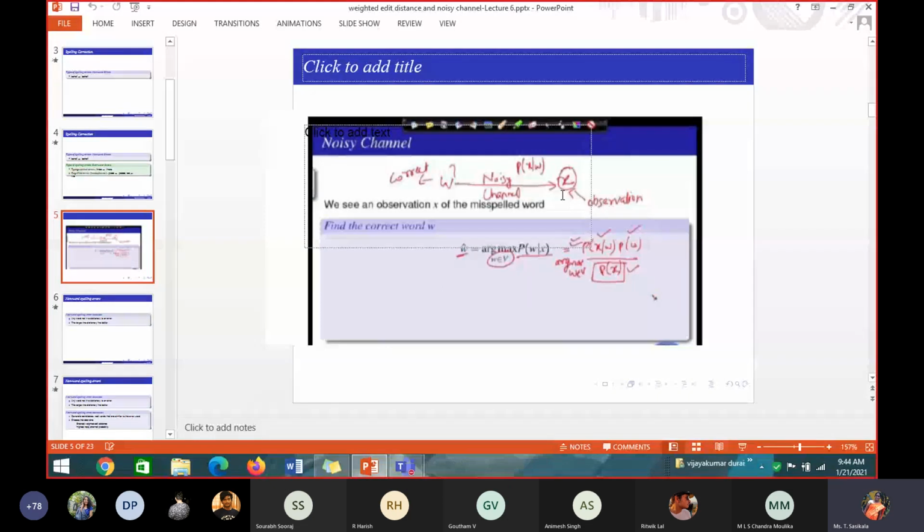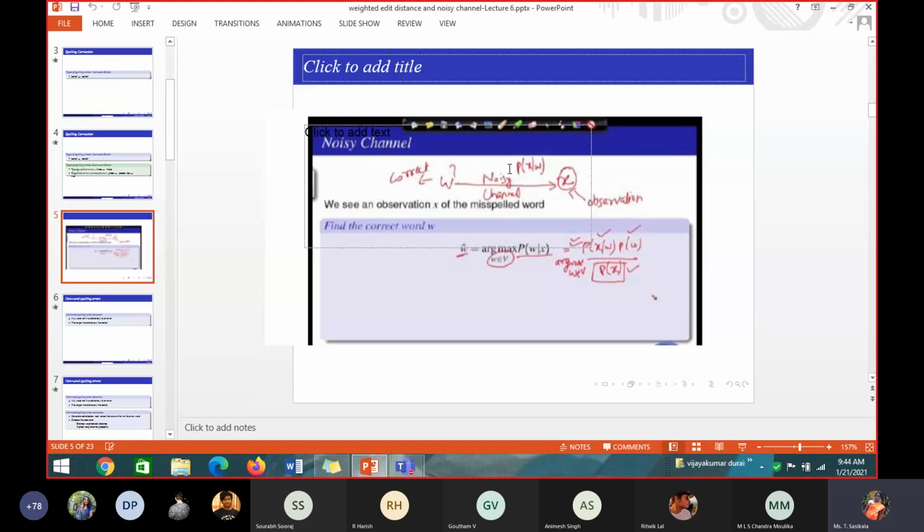See, if my input word is WORD, and instead I have given WARD, what will be the correct word you would tell me? It will be WORD. By humans we can make that out. But for a system, this is my input correct word and I am getting some observation X. The observation can be correct, and sometimes it may be a wrong word. If you make a mistake in typing, then I get an error word. If I type correctly, then X may be a correct word.